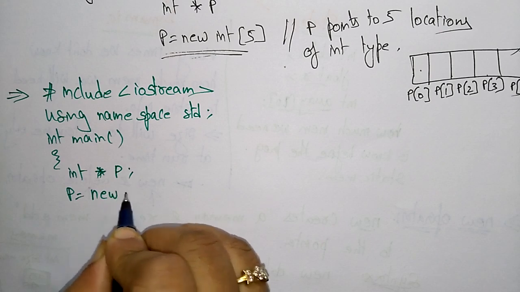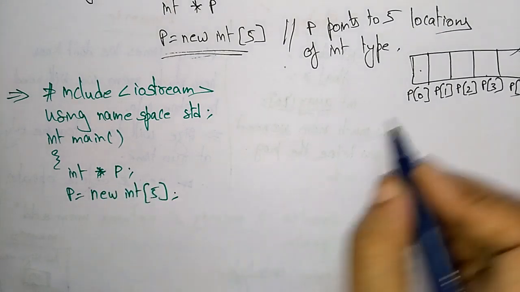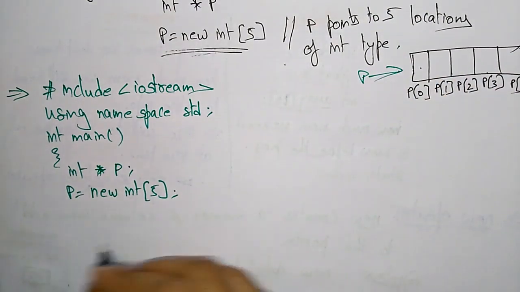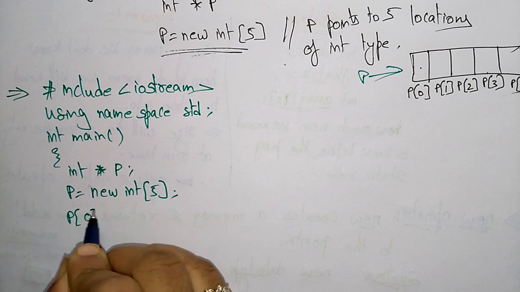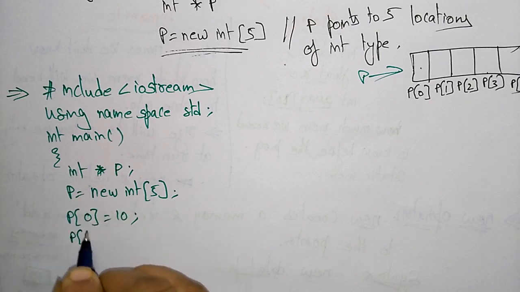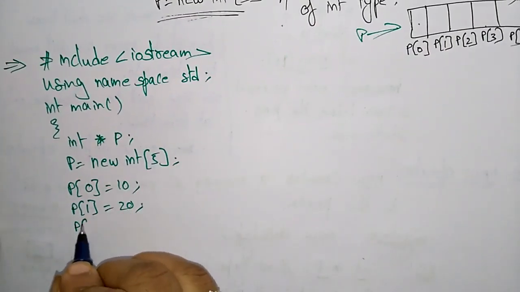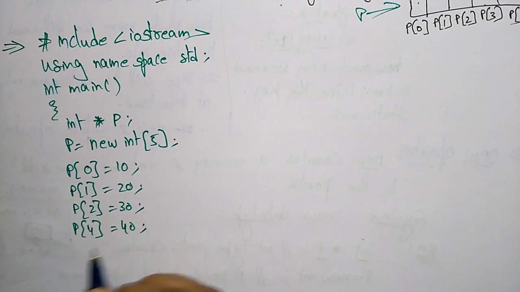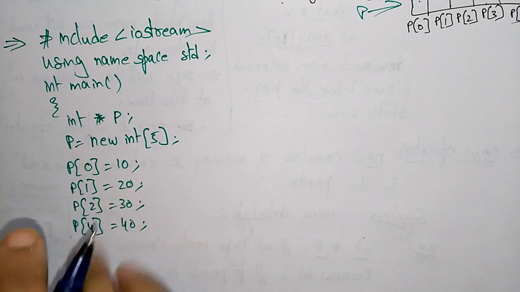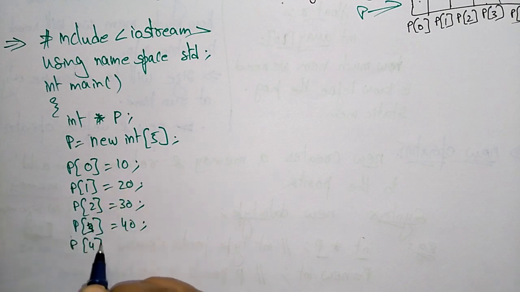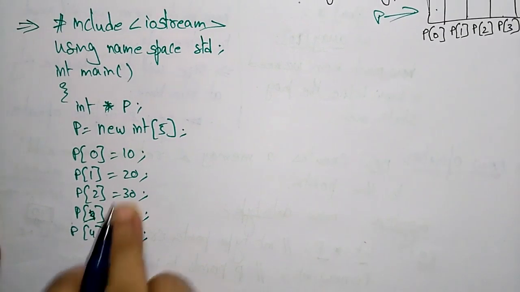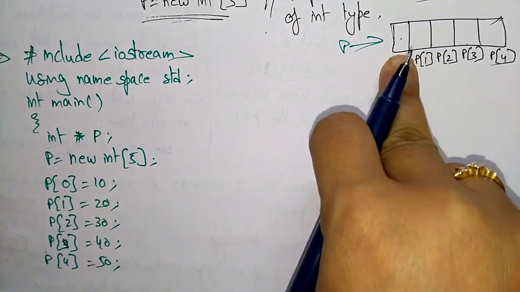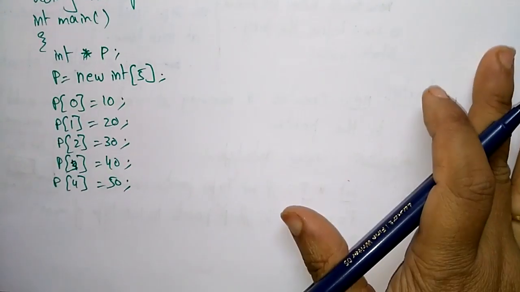P is equal to new int of 5. Now I am creating the array of 5 locations. So whenever I use this, p points to these 5 memory locations. Now I am entering the values for this. P of 0 is 10, P of 1 is equal to 20, P of 2 is equal to 30, P of 3 is equal to 40, P of 4 is equal to 50. So totally I entered the 5 values. So the first location holds 10, then 20, 30, 40, 50.